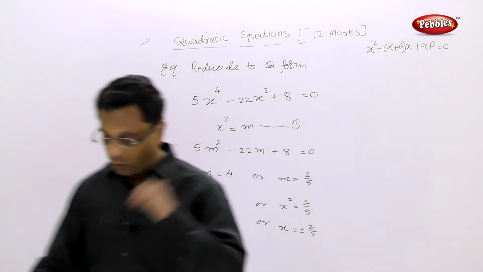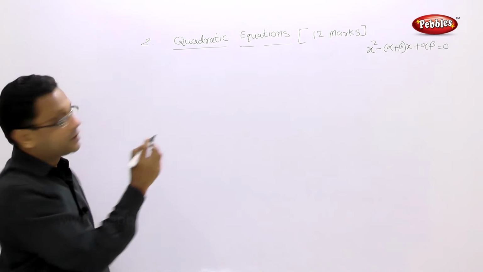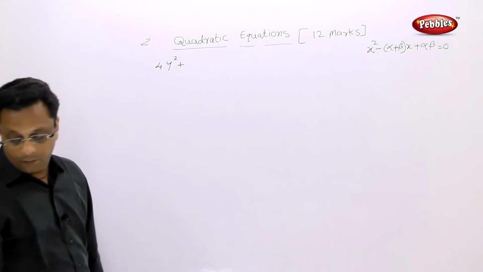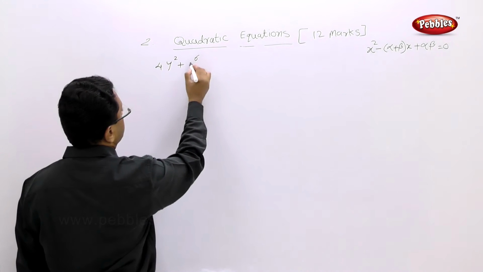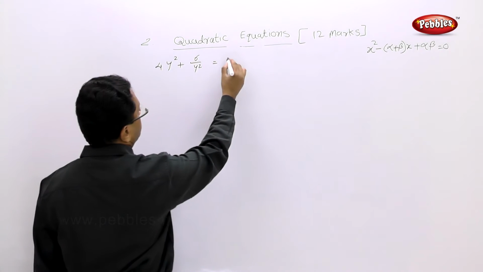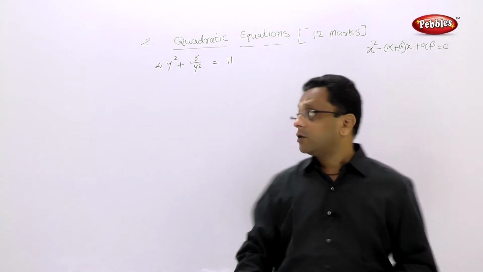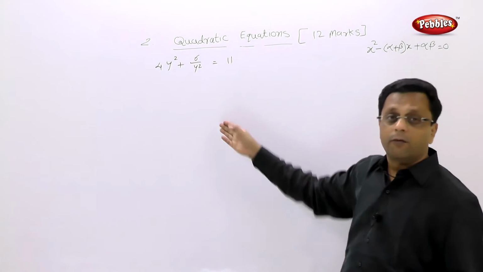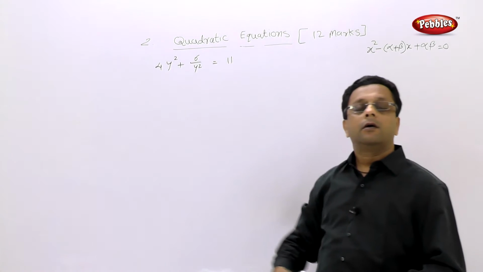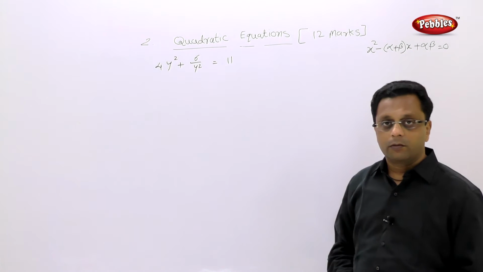Let us see one more example: 4y square plus 6 upon y square is equal to 11. We have solved such kind of examples where it was y plus 1 upon y, but now here it is y square plus 6 upon y square. Now what can we do?